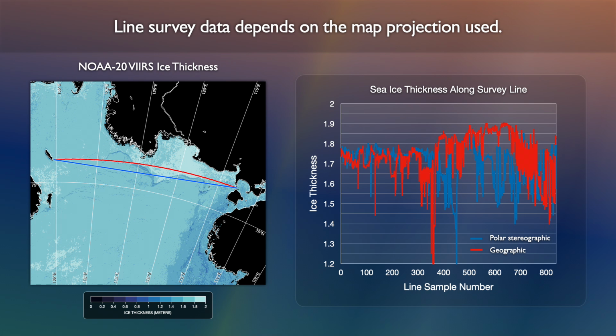So what's the true answer, though? Well, the ideal would be to compute the geodesic between 2 points and then extract data along that route, the geodesic being the shortest path along the Earth's ellipsoid between 2 points, or a straight line on a gnomonic map. It turns out that neither the polar stereographic survey line or the geographic map projection survey line are actually correct, but the polar stereographic line is much closer to the geodesic.